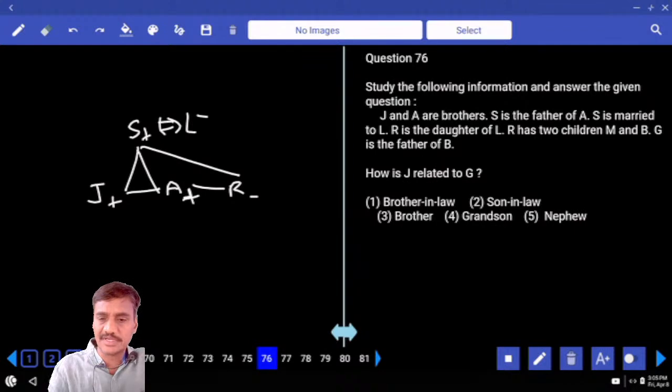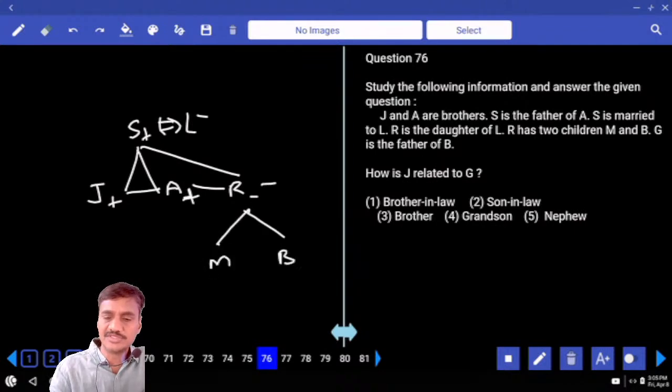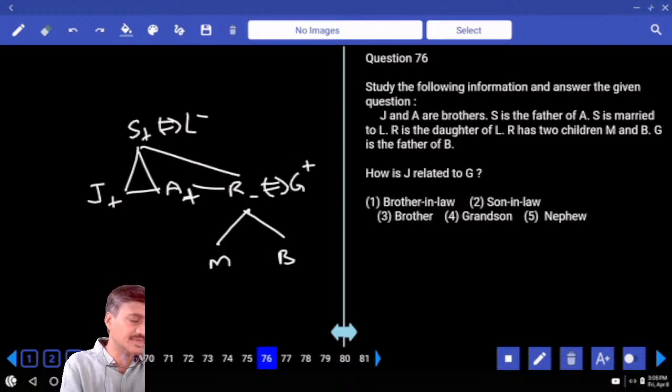R has two children, M and B. And G is the father of B. Now, G is the father of B means R and G are a married couple. And that is the information we get. What is the other information we have?